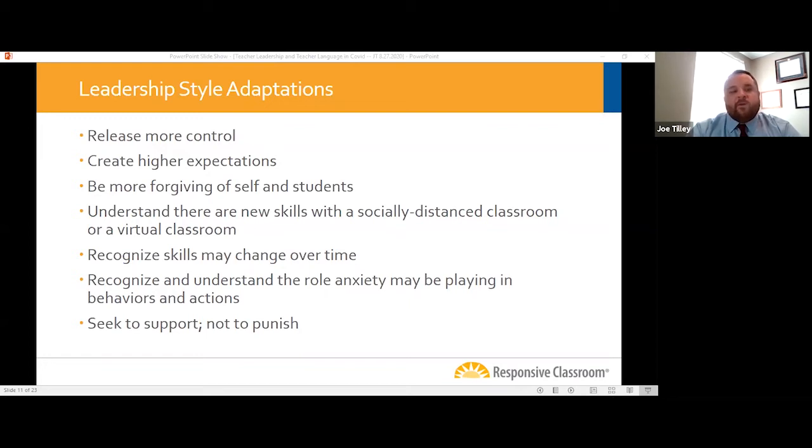What we want to do is figure out why that student is not appropriately socially distancing within our classroom, or why a student is not engaging, or whatever the case is. We want to support those students, and we don't want to put them in a situation where they feel like they're being punished.